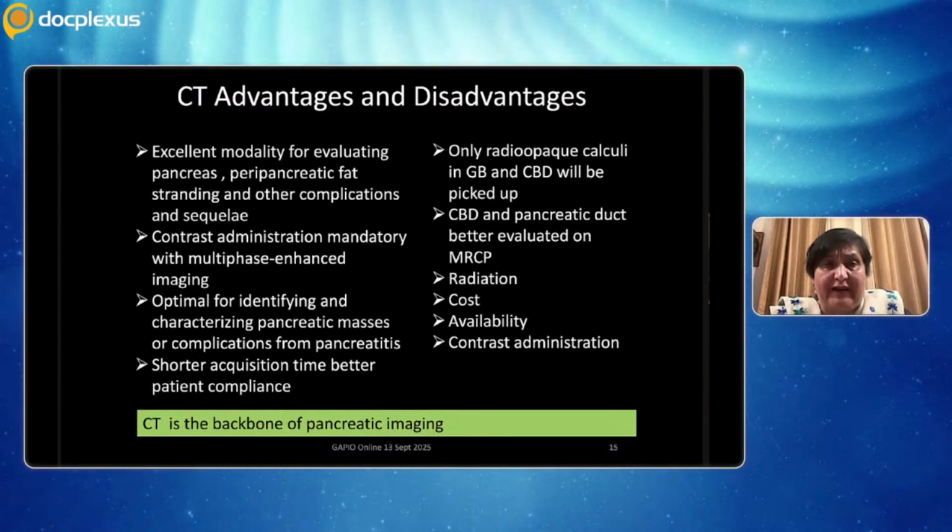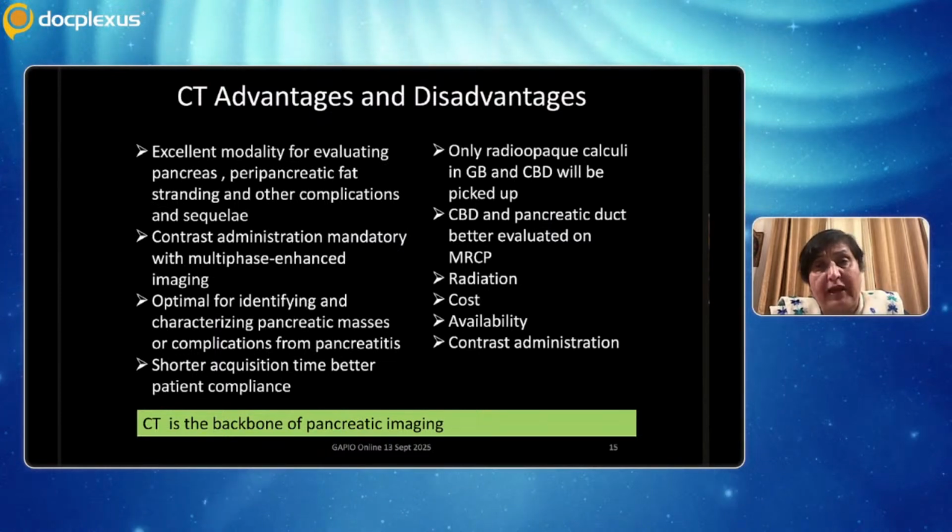CT is the backbone of pancreatic imaging. It's an excellent modality for evaluating the pancreas, peripancreatic fat stranding, other complications. Contrast administration is mandatory with multi-phase enhanced imaging. It's optimal for identifying and characterizing pancreatic masses, complications from pancreatitis because of shorter acquisition times and better patient compliance.